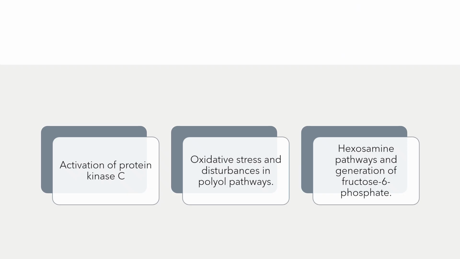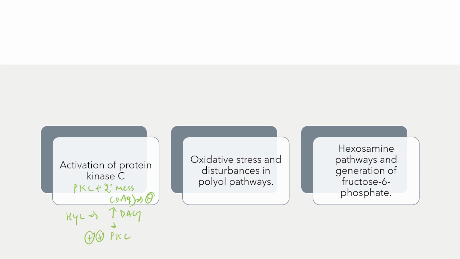The second mechanism is activation of protein kinase C. So protein kinase C activation, as well as its secondary messenger, diacylglycerol activation, is very normal. But what happens in hyperglycemia? In hyperglycemia, there will be an increase of diacylglycerol. So what will that do? It will activate your protein kinase C even further.